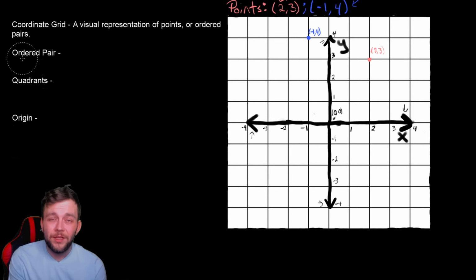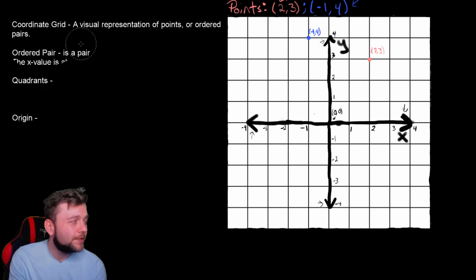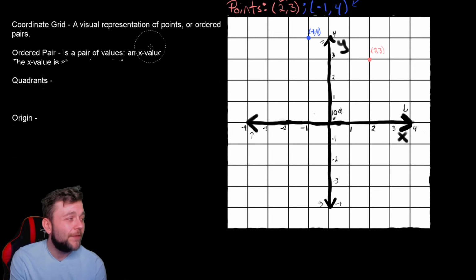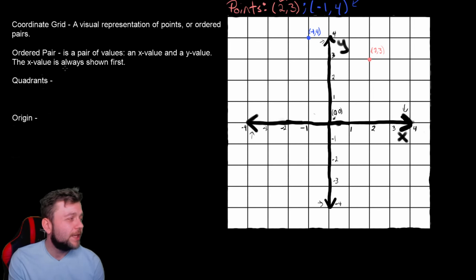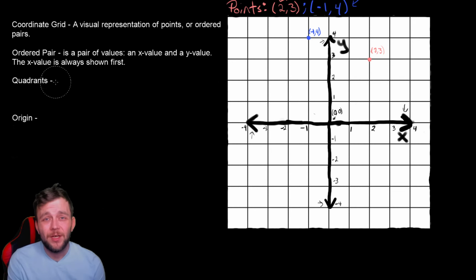Okay. So then what is an ordered pair? Well, we've already kind of referenced it, but let's see what it says. It is a pair of values, an x value and a y value. The x value is shown first. So in your ordered pair, your x value is always first. Okay. You always have your x value as your first value, and then we have these things down here, which we haven't talked about yet.